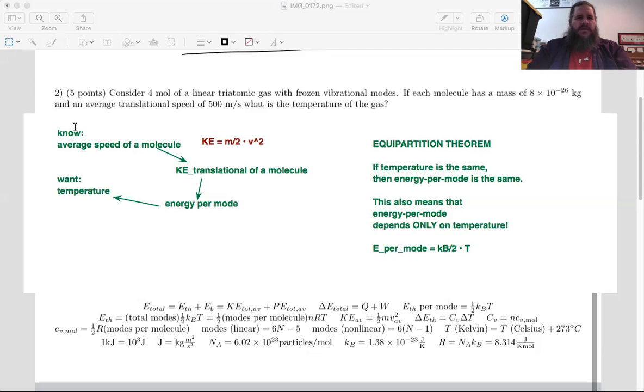Yeah, because no matter what kind of molecule it is, like this is a linear triatomic gas, we could figure out how many modes it has in total, but we don't really care how many modes it has in total. We're just looking at the modes that are related to translational kinetic energy. So there are 3 modes of translational kinetic energy in that molecule. And what's the energy per mode? 1/2 kBT. Yeah. So the 3 modes would have 3 times 1/2 kB times temperature.